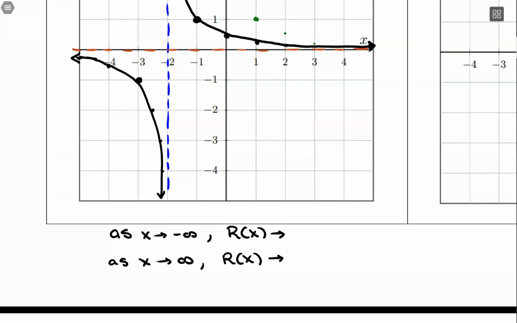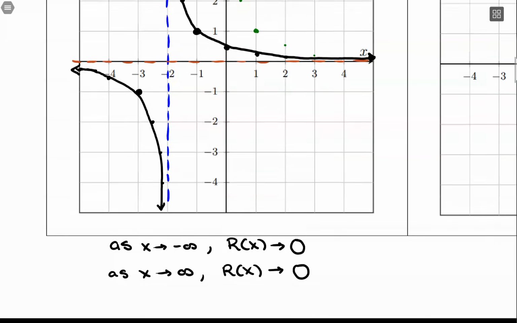So in this first case, as x approaches negative infinity, so as we're going up to the left here, my function values are getting closer and closer and closer to 0. So what we would say is r of x approaches 0. And then on the right-hand side, looking as x goes to positive infinity, the outputs for the function are getting closer and closer to 0. So with that, we would say r of x approaches 0. So that's how we could describe the long-run behavior with that horizontal asymptote.